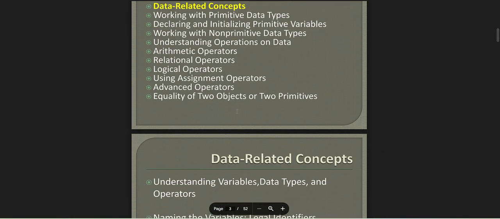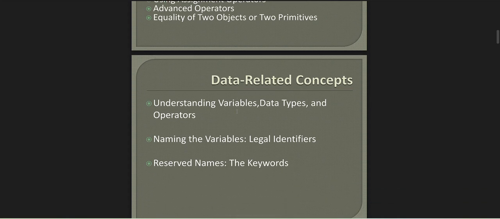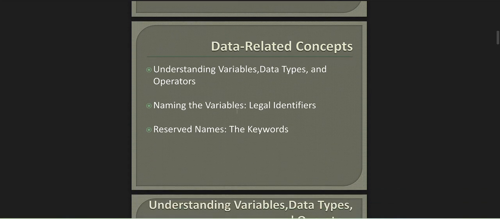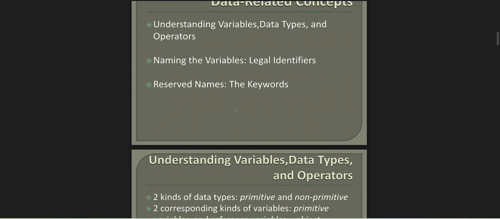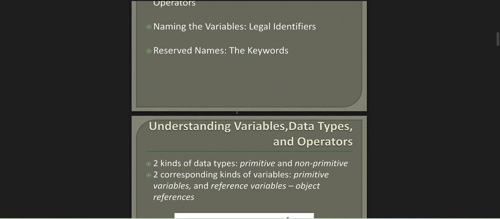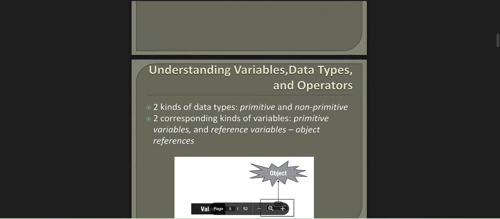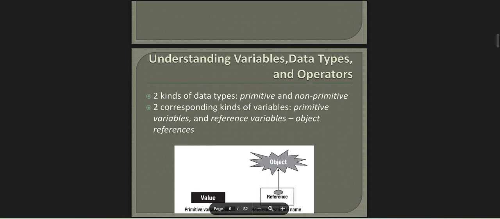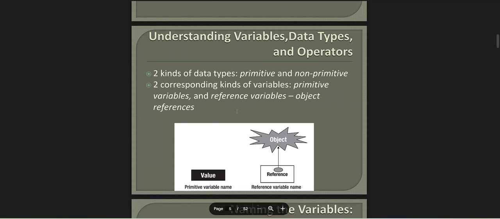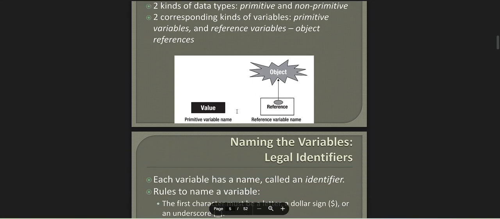Operator or data related concepts. Understanding the variables, data types, and operators. Naming the variables, legal identifiers, reserved names, the keywords. There are two kinds of data types: primitive and non-primitive. Variables: primitive variables and reference variables, object reference, object reference value, primitive variable name, naming the variables, and the legal identifier.